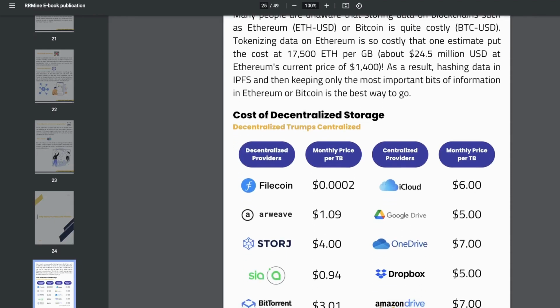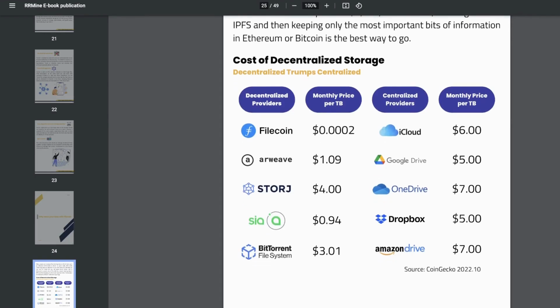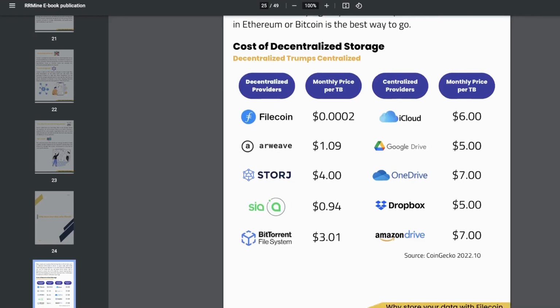Cost of decentralized storage. Decentralized versus centralized. Okay, so basically there you have it, the price, Filecoin, monthly price per terabyte. Okay, basically from what I can see at a glance, the competition doesn't even exist here.